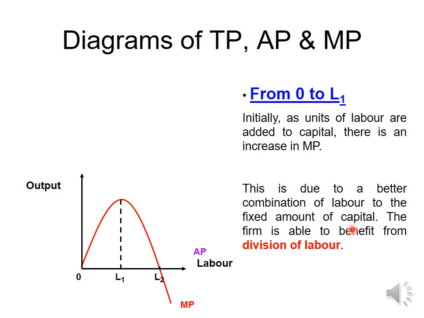In this initial stage, when you hire more and more workers, you are able to generate increasing additional product, increasing additional output. This is because of the benefits of division of labor, or we call it specialization. When you open up a shop, it's first empty. The first few workers can really increase a lot of output. Additional output goes up very fast because there's a better combination of labor to the fixed capital that you have, like the shop space.